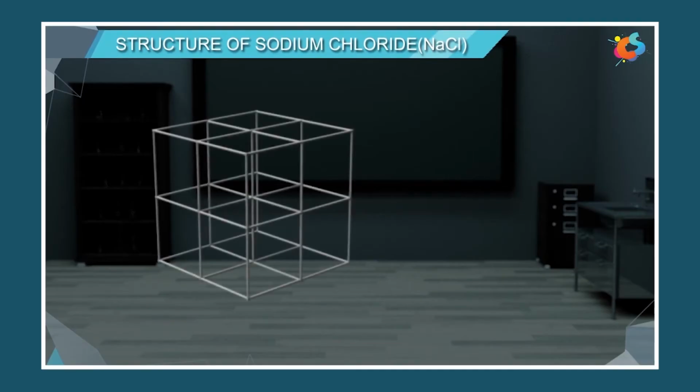AX type structures: NaCl, CsCl, ZnS are examples of AX type structures. First, let us see the NaCl structure. The structure of sodium chloride, NaCl, or we can say rock salt structure, is made up of sodium ions and chloride ions. The unit cell of the sodium chloride crystal is shown here. In this structure, sodium ions are represented by hollow spheres and chloride ions by solid circles. The salient features of this structure are as follows.